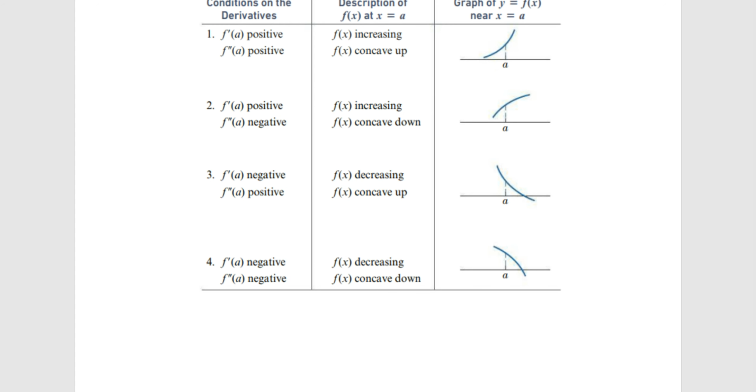For the third one, if f prime is negative and f double prime is positive, f prime being negative means the function's decreasing, and f double prime being positive means it's concave up. That would look like this graph over here. And for the fourth, if both derivatives are negative, that means f is decreasing and f is concave down, and that would look like this graph over here. So these are the four main graph shapes for a certain point.